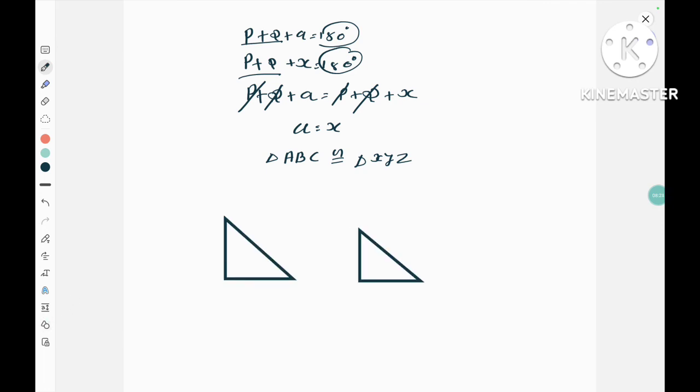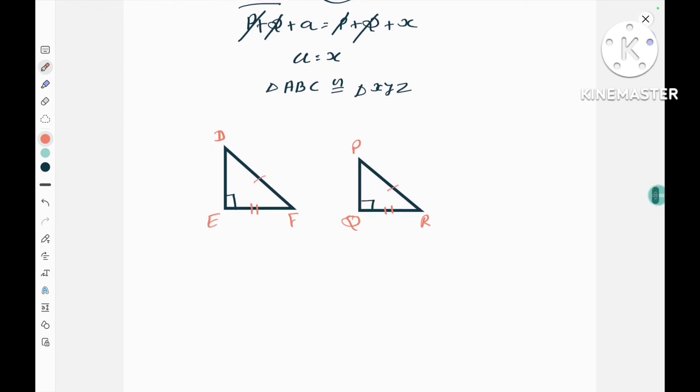This is the right angle. Right angle means 90 degrees, so both are automatically congruent. If the hypotenuse, which is the side opposite the right angle, is congruent, and any one of the other sides is congruent, let's say these two are congruent. Let's give the names of these triangles DEF and PQR. So what happened?